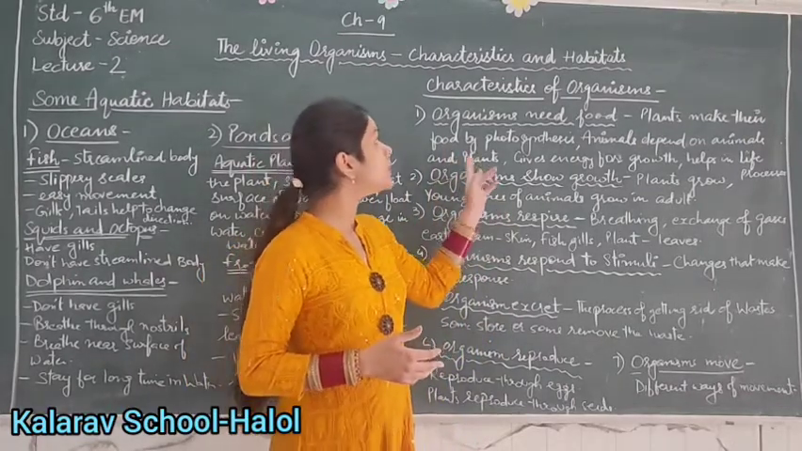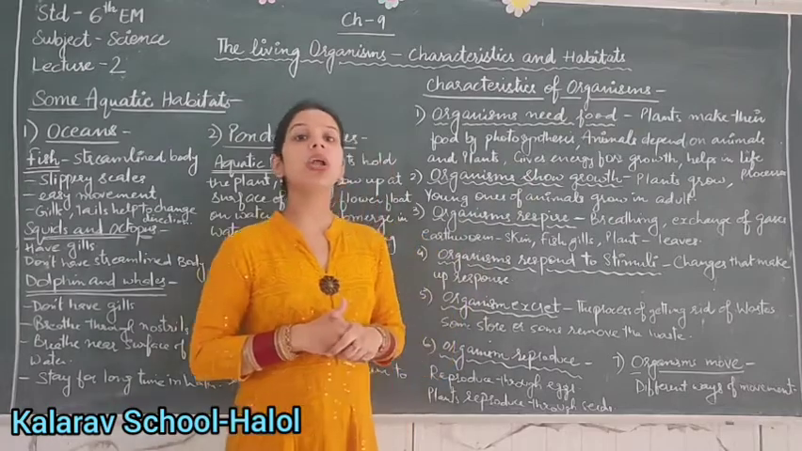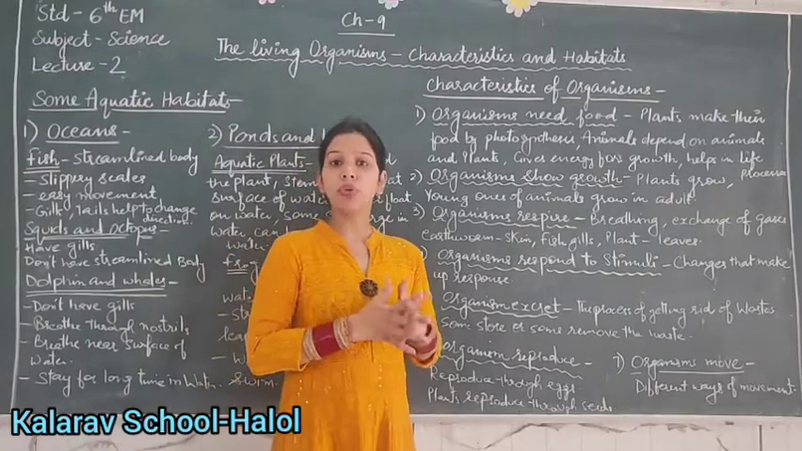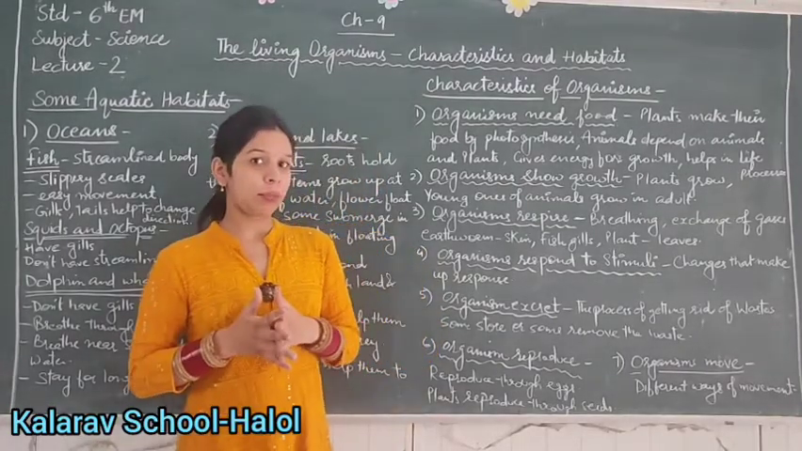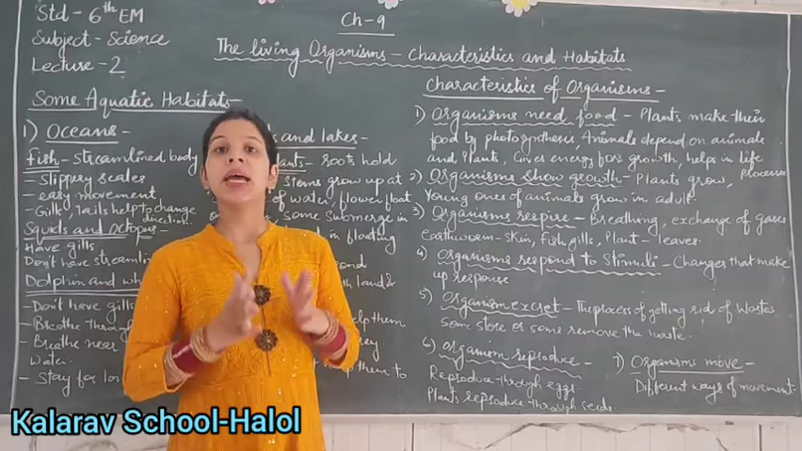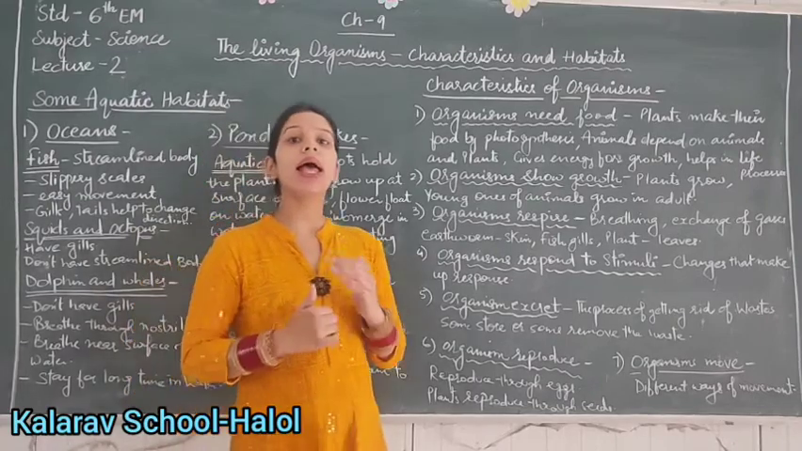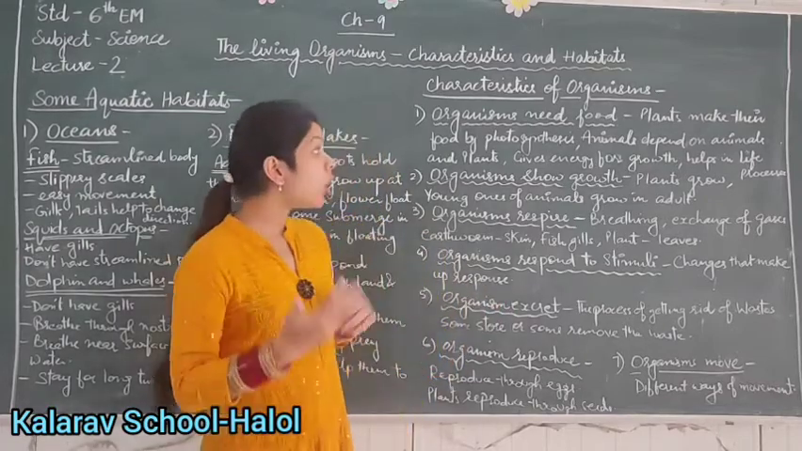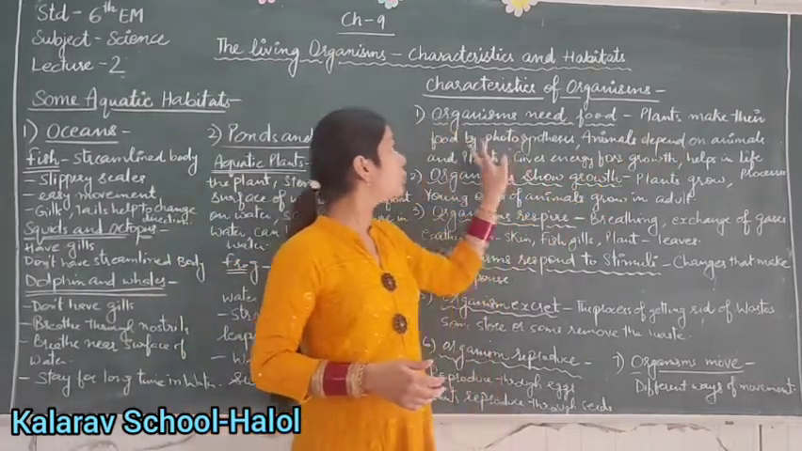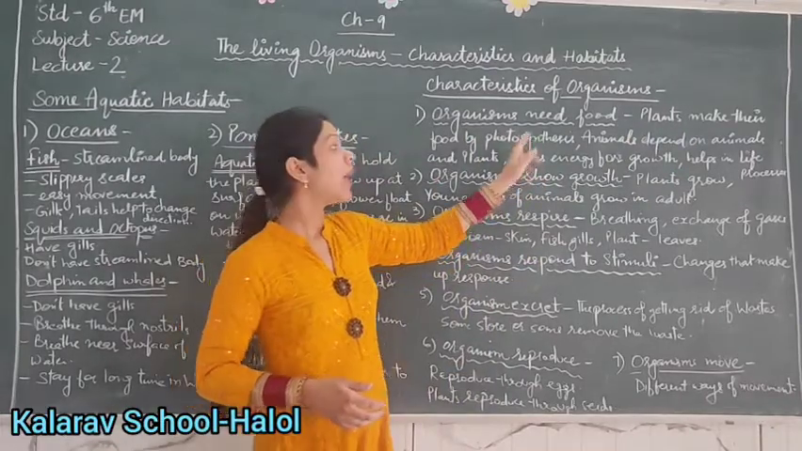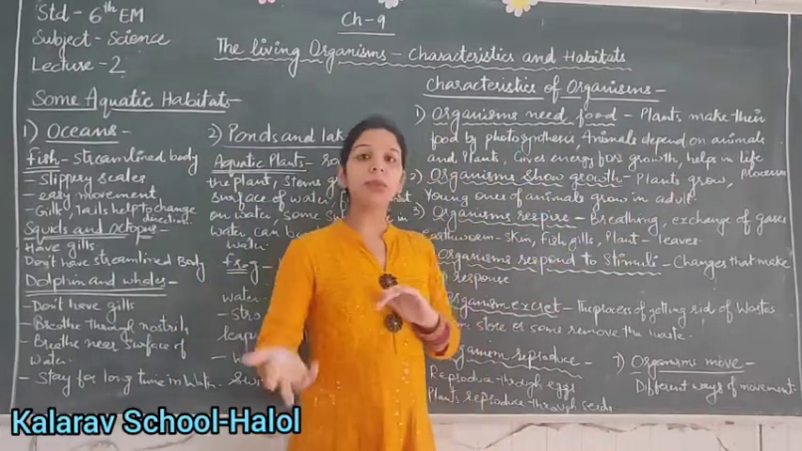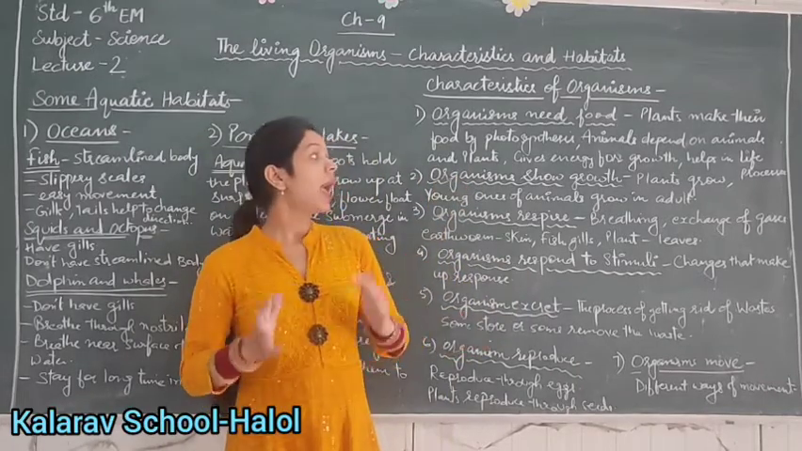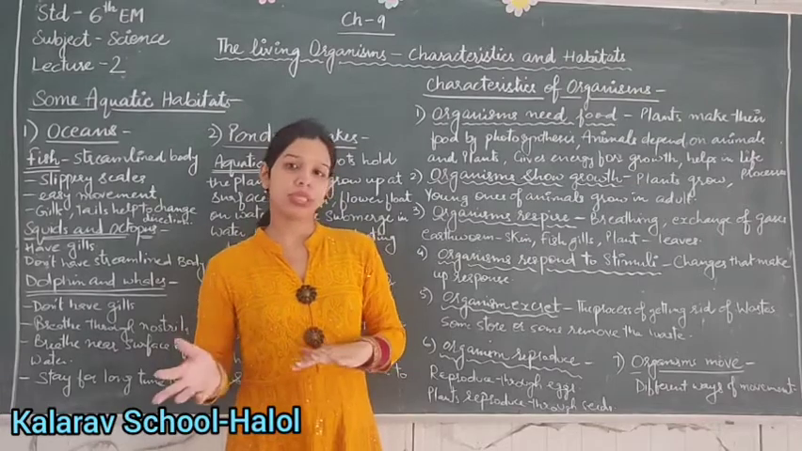Number one, organisms need food. All organisms like plants and animals need food for their growth and development. Various life processes are carried out with the help of energy, so they get this energy from food. As we all know, plants make their food by the process of photosynthesis and animals depend on animals and plants for their food. That food gives them energy and helps them in various life processes.